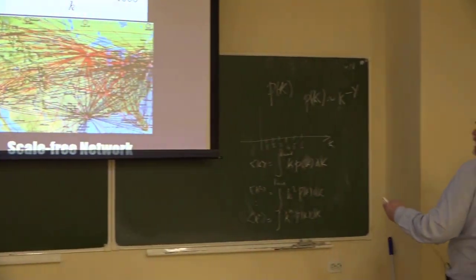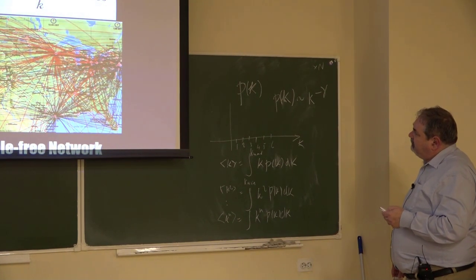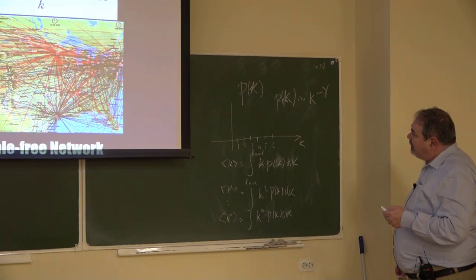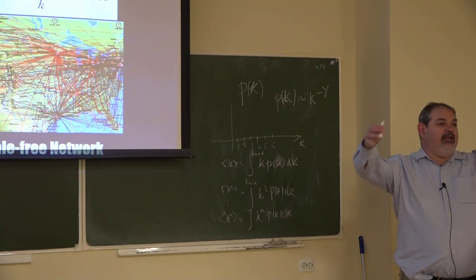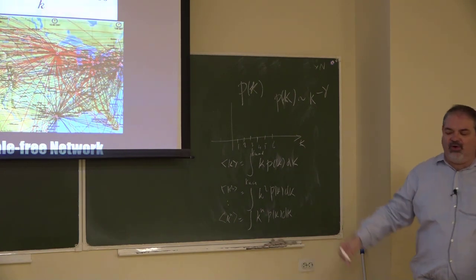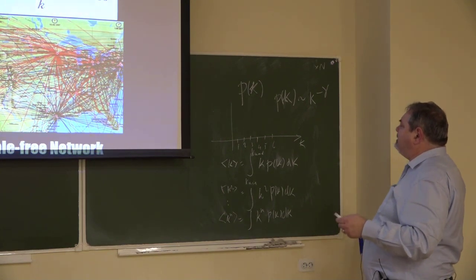Now, what does this fact imply? It implies something very, very important: that real networks, together with having the property of being a small world, have the property of being scale-free. What does it mean, scale-free?